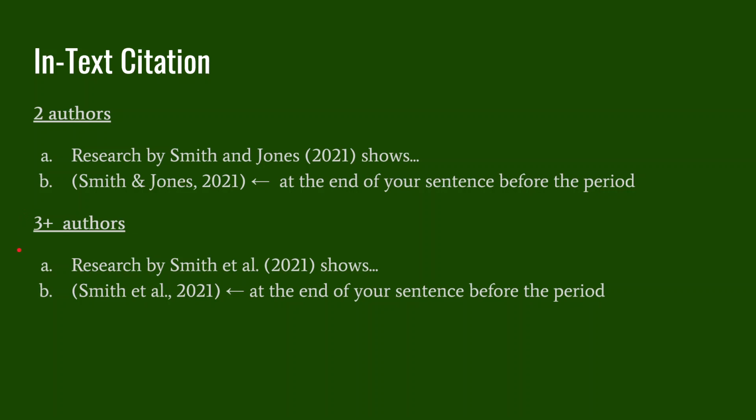Once we get into 3 or more authors, you don't need to write all of their last names. That gets really hard to read. So instead what we do is we sub it out with this little phrase here, et al., and it ends in a little period there, even if it's in the middle of your sentence. So research by Smith et al., 2021 shows blah, blah, blah, or I wrote it here as well in the other format. So either way works.